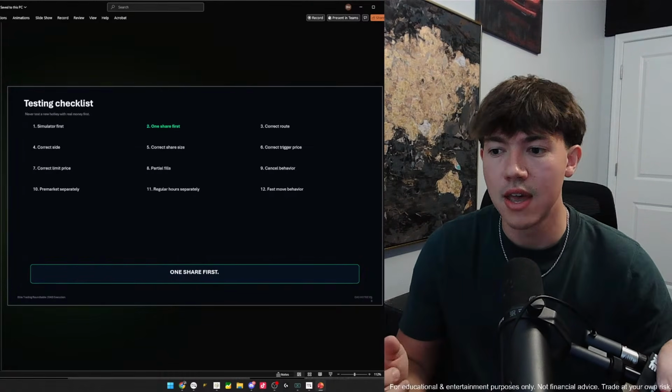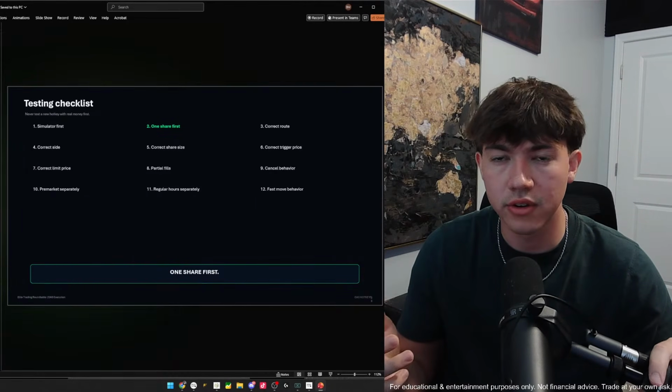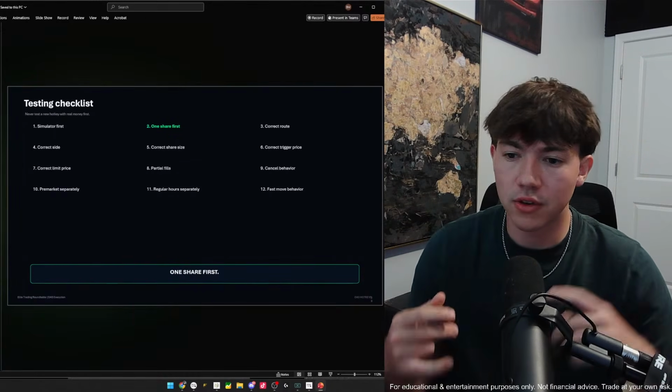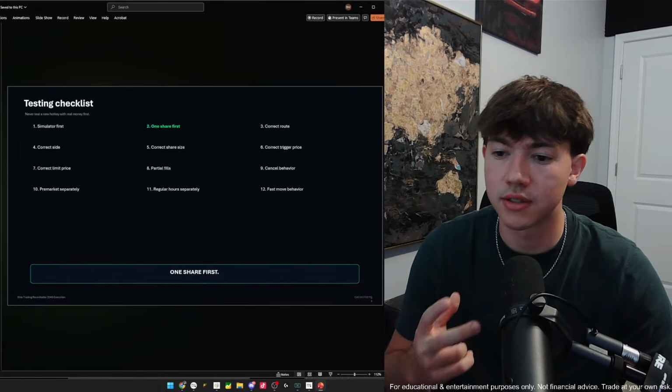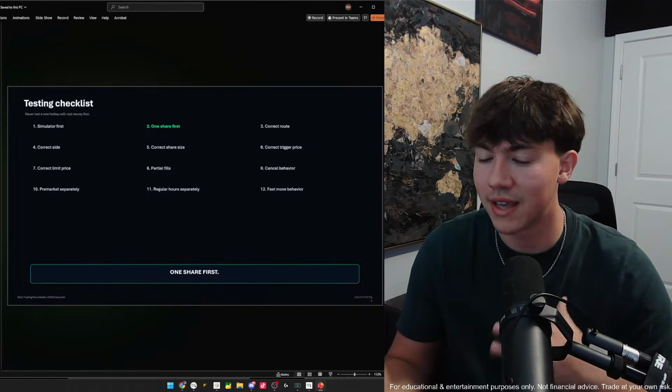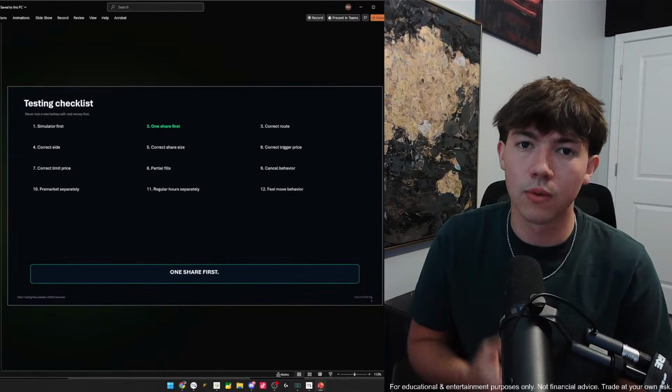Ocean One does. You can do one share if you're testing with real market orders, potentially. You want to make sure it's the correct route, the correct side. You want to make sure that there's the correct size, trigger price, the limit price, partial fills, the cancel behavior. Make sure everything works perfectly before you start putting real money on the line.